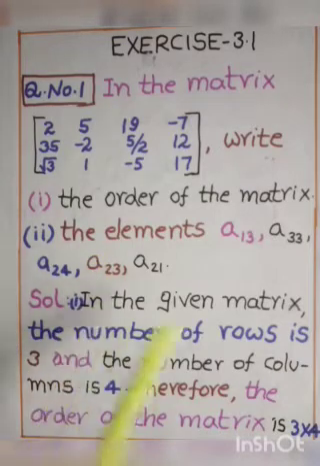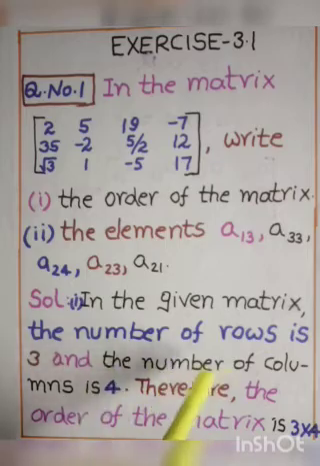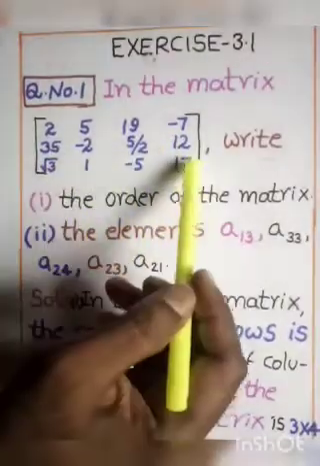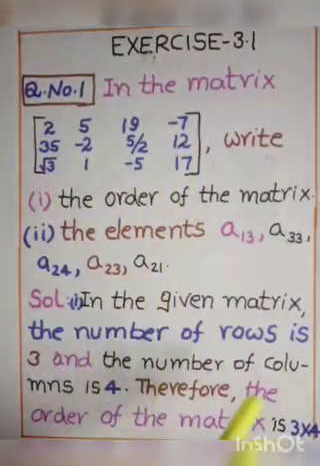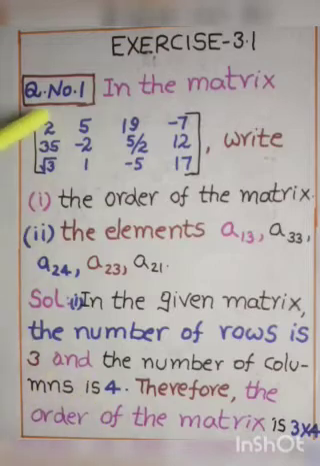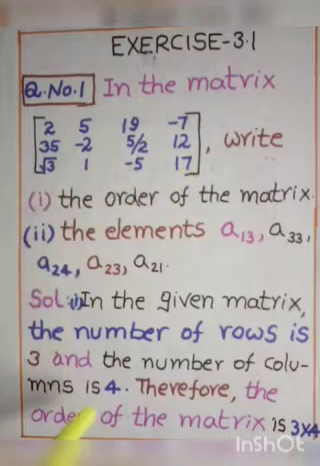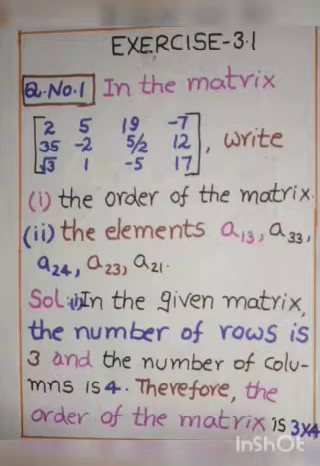Right. In the given matrix, the number of rows is 3. How many rows are there? This is one row, this is second row, and this is a third row. 3 rows are there. And the number of columns, how many columns are there? This is first column, this is the second column, this is the third column, and this is the fourth column. So totally 4 columns are there. Therefore, the order of the matrix is 3 by 4. First we write the number of rows, then the symbol, then we write the number of columns. This notation denotes the order of the matrix. Understood, my dear children? Right.